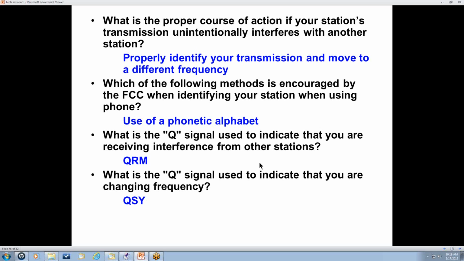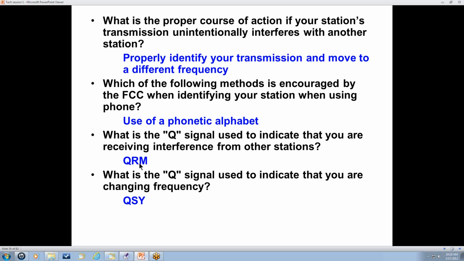Okay, what's a Q signal? What's the Q signal used to indicate that you're receiving interference from another station? This is another sheet, that two-sided one that I had you print. And there's a whole bunch of Q signals. These go back to the early days of telegraph, and they're shorthand for various things you can see there. And there are a bunch of them. Only 2 of them appear on the technician test, and you may have one or the other, or neither, but you should know these 2.